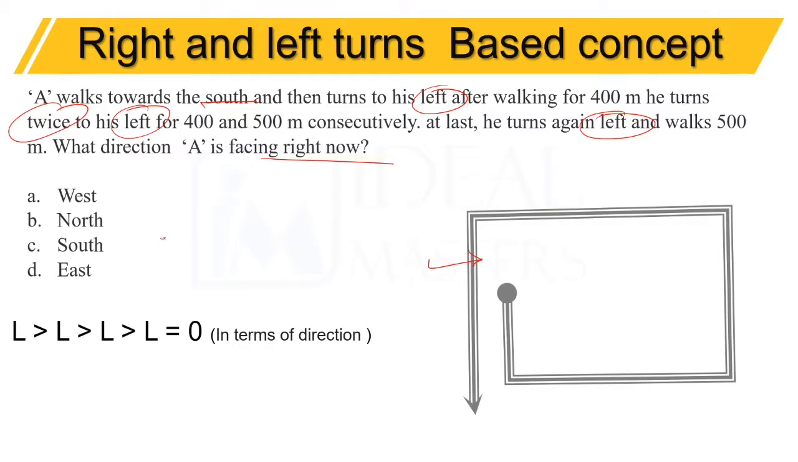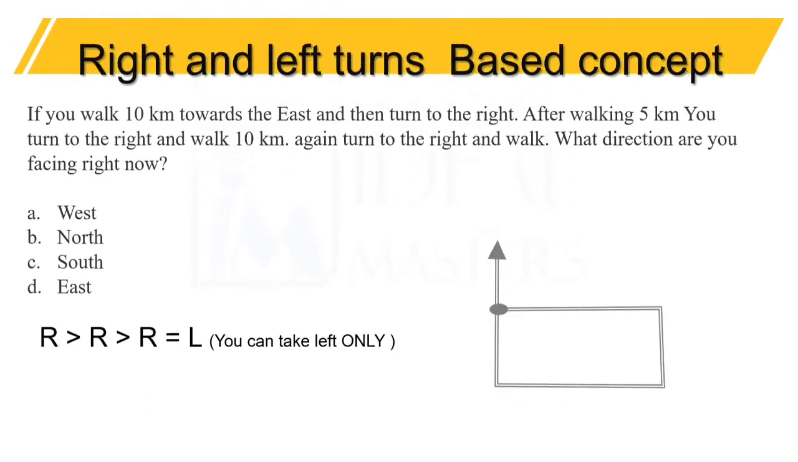But if you remember the first principle, you can note that he turns 4 times left and he just completes a round only. So he would be facing the same direction. That is south. You can also verify it by drawing a diagram.